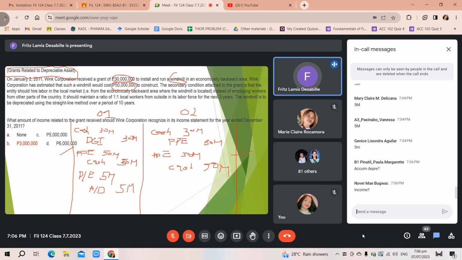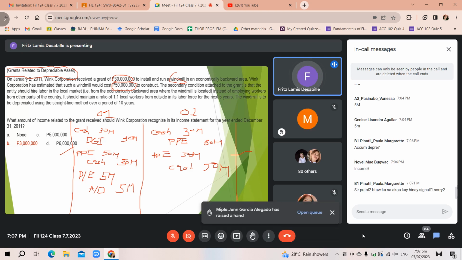Guys, we need to recognize the deferred grant income, so we recognize grant income. We have already recognized depreciation: depreciation expense of 5 million and accumulated depreciation of 5 million. The next one to recognize is the deferred grant income. So what do you think? How much is the deferred grant income that we recognize in option 1? Take note, guys, this is not related to income anymore.